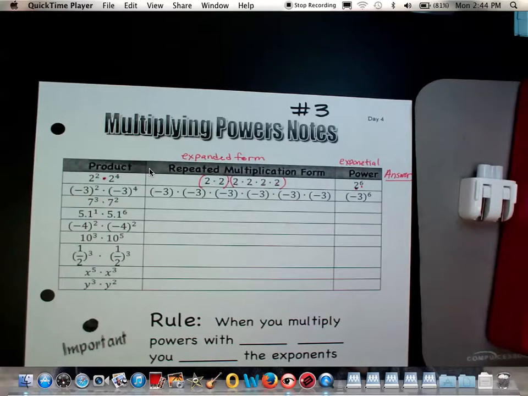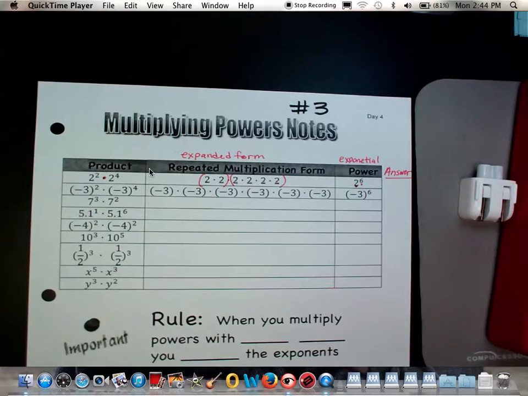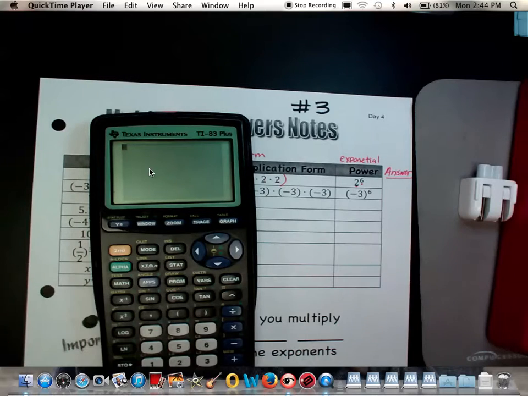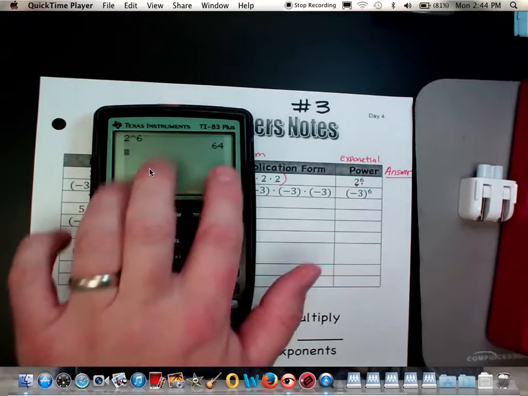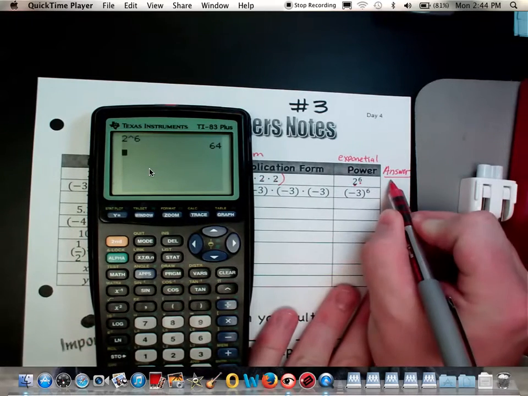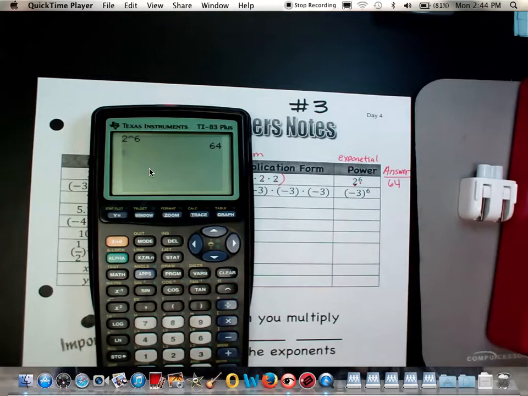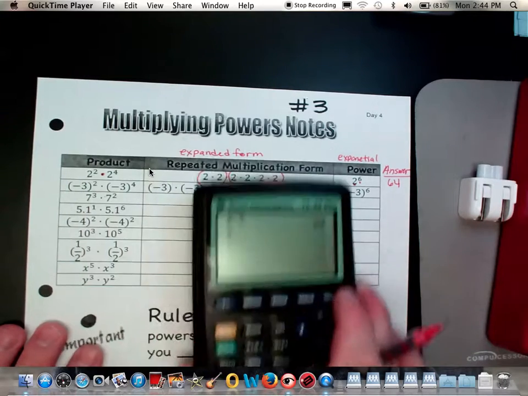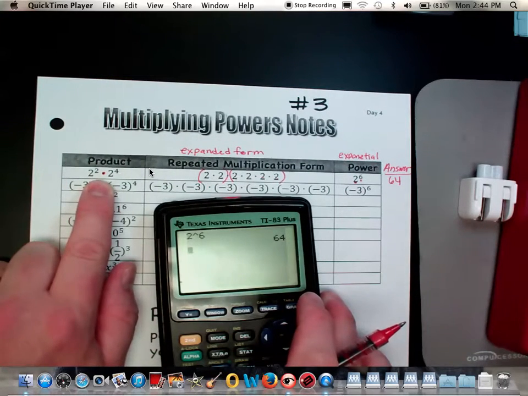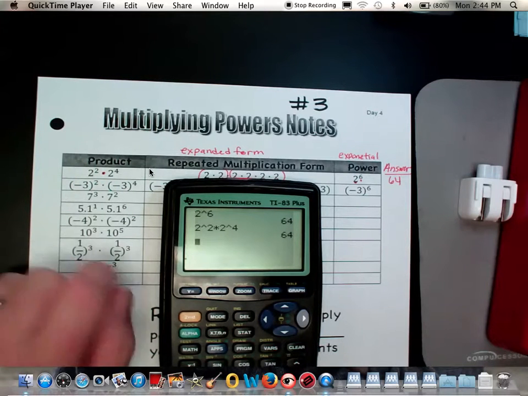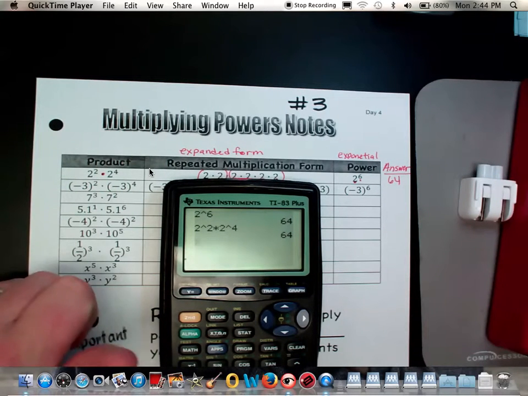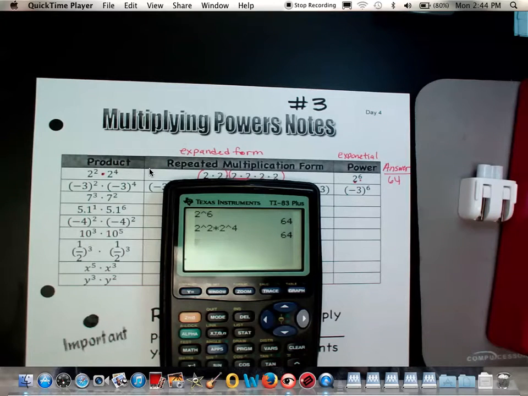Now if I want to find my answer in standard form here, I can put in my calculator 2 caret 6, and I get the answer to be 64. So my answer there is 64. Well, let's check just to make sure that 2 to the 6th power is the same as 2 to the 2nd power times 2 to the 4th power. You put that in. 2 to the 2nd power times 2 to the 4th power. Did we get the same answer as 2 to the 6th? We did, 64, so it works out perfectly there, so we got our answer correctly.